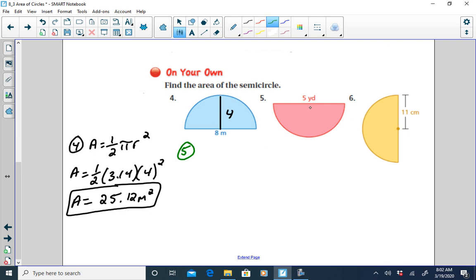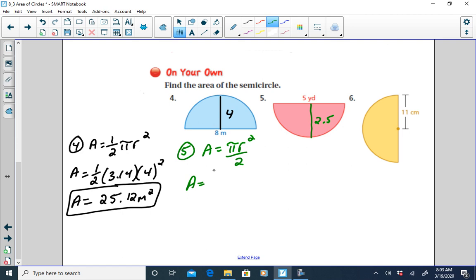Make sure though that we are using our radius measurement. Half of 5 is going to be 2.5 for our radius, so just make sure we're using that number. Our formula, area is going to be equal to pi times r squared divided by 2. Once again, I'm going to write the formula different ways just so you can get used to seeing that the formula for the area of a semicircle can be written 2 different ways. 1/2 pi times r squared is the same as pi times r squared over 2.